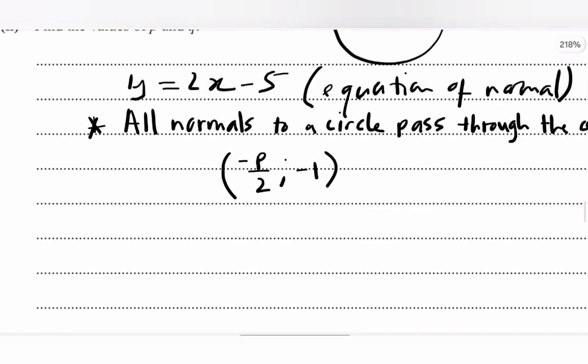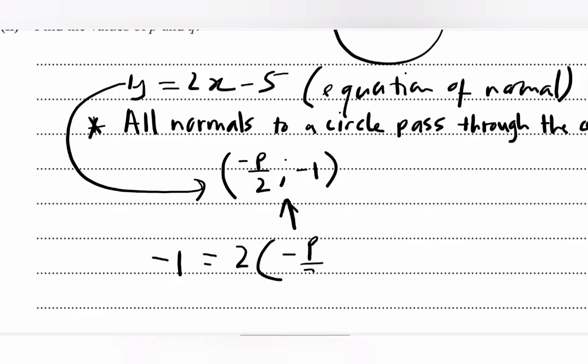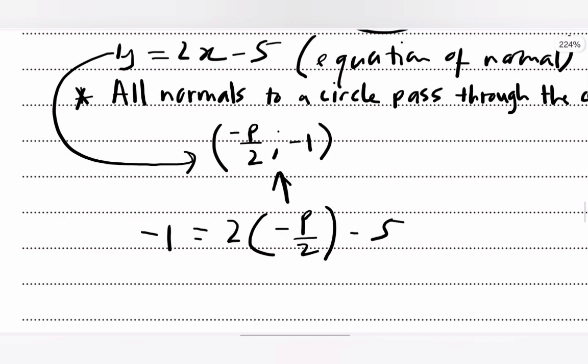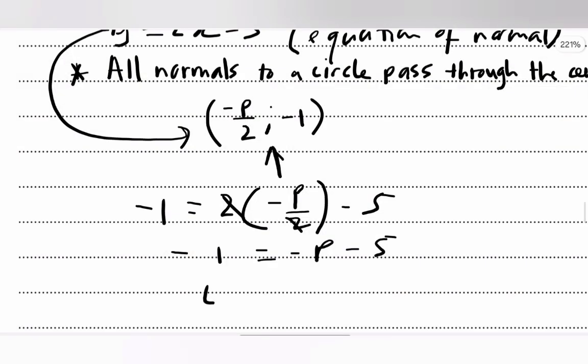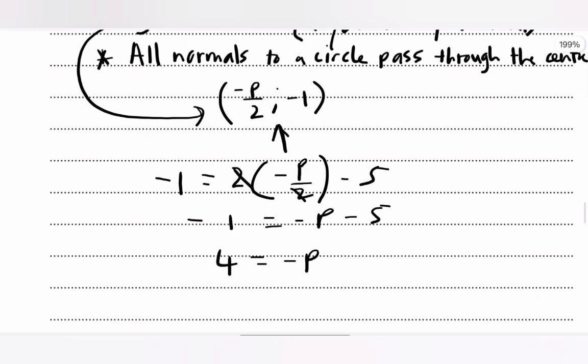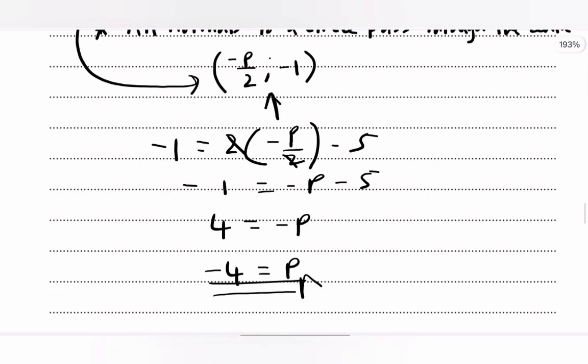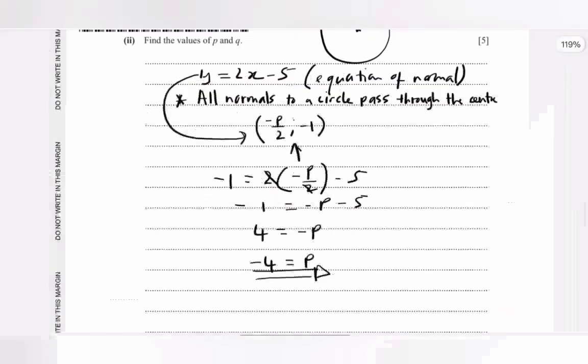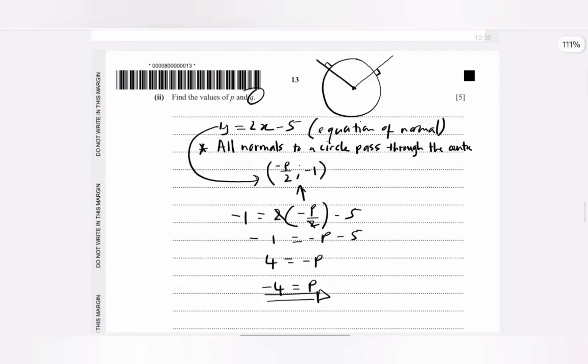So if this line passes through this point, then we can substitute these two into the equation to say minus 1 is equal to 2. In place of x, we put minus p over 2, then minus 5. And this should give us our p value. So minus 1 equals minus p minus 5, and 4 will be equal to minus p. So minus 4 will be p. Our p is equal to minus 4. So now we're just left with the q.